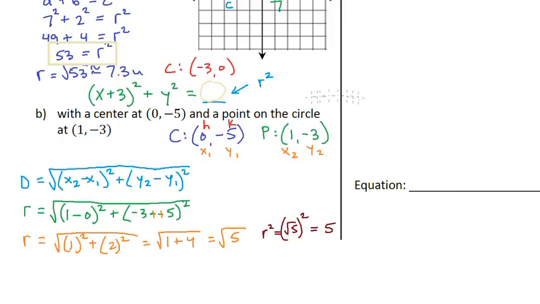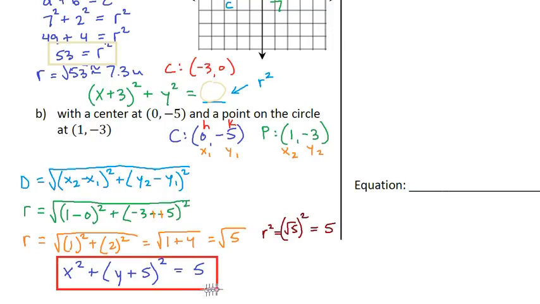Alright, so now we're going to go ahead and write our final equation. So our final equation is going to use the center. We've got h is equal to 0. That means we don't have to write parentheses. This is just going to be x squared plus (y plus 5) squared, because we're using the opposite sign of k, equals, and then r squared is equal to 5. So there's our final solution. I'm going to go ahead and put that in a box so you guys can clearly see that. Alright, so there is question number 10.